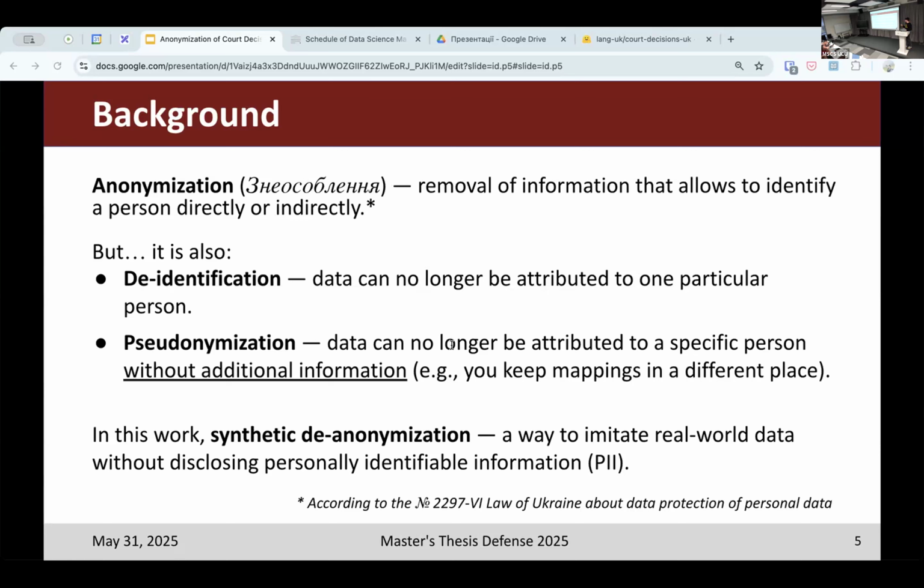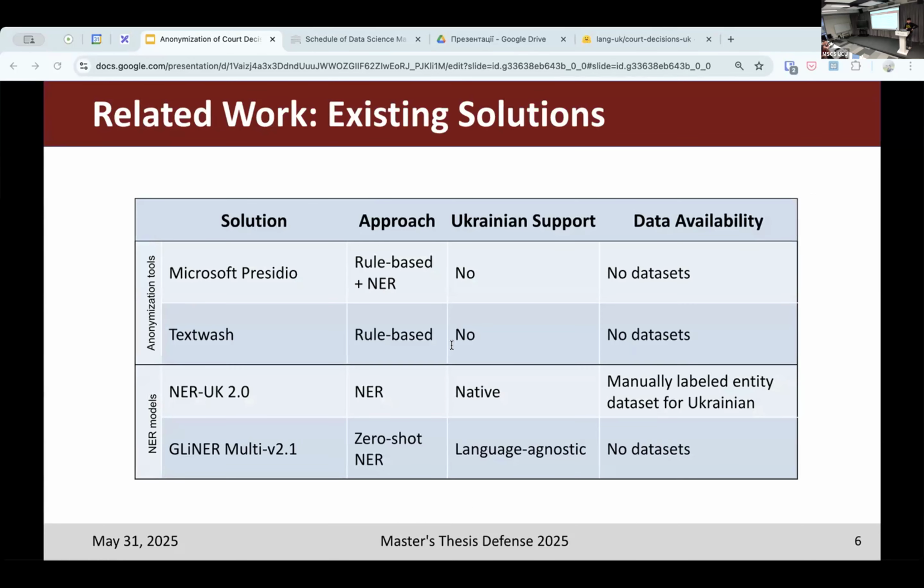And in this work, we also mentioned synthetic data anonymization. It's a way to imitate real-world data without disclosing personally identifiable information. And most existing anonymization tools heavily rely on named entity recognition systems. For example, Microsoft Presidio and TextWatch, and they usually combine NER systems with rule-based methods to anonymize data.